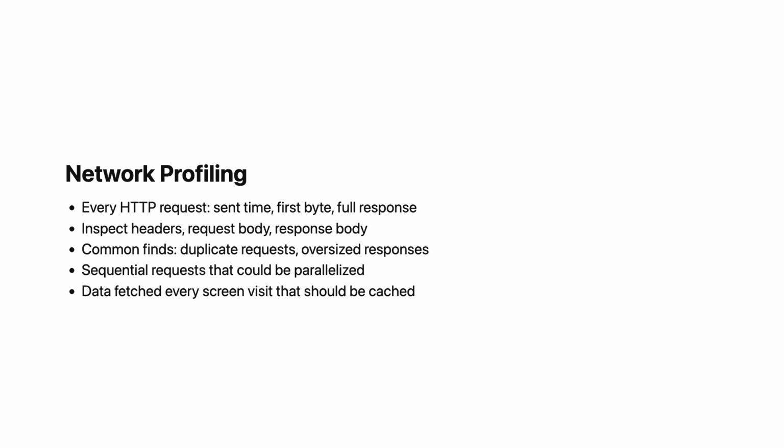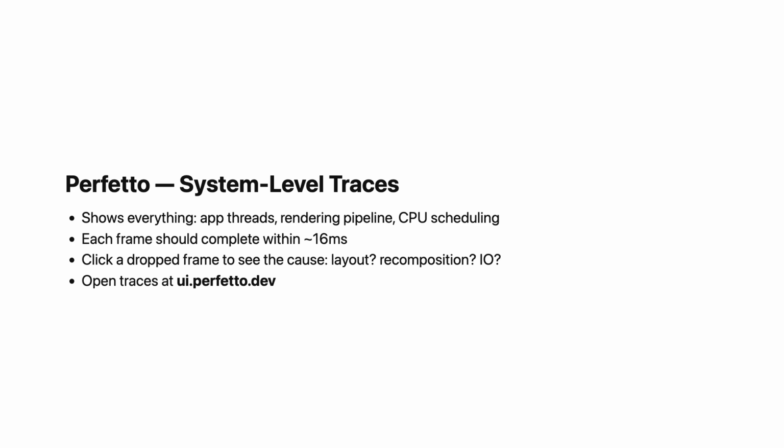When you need to go deeper than the Android Studio profiler, especially for UI jank, Perfetto is your tool. Perfetto captures system-level traces that show everything: your app's threads, the system's rendering pipeline, CPU scheduling, even power state. To capture a Perfetto trace, you can use Android Studio's built-in Perfetto integration or the command line. The resulting trace opens in the Perfetto UI at ui.perfetto.dev.